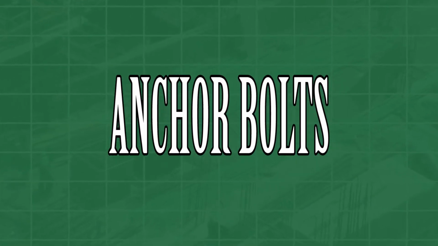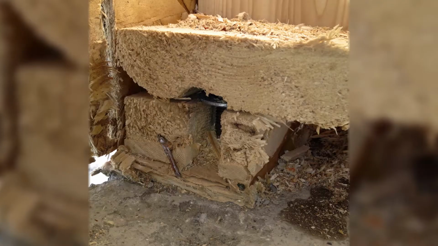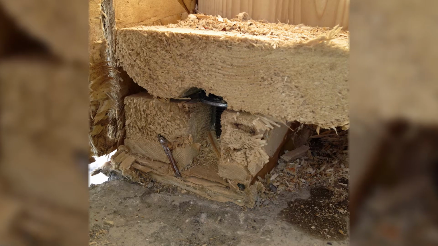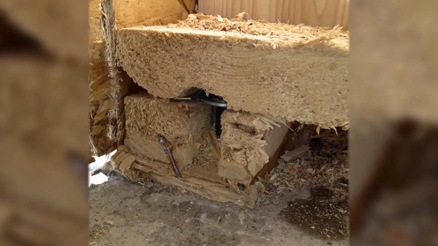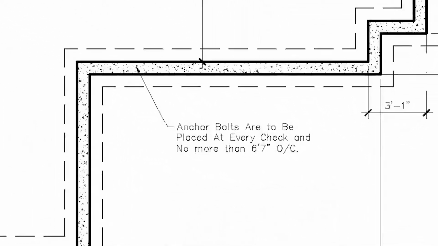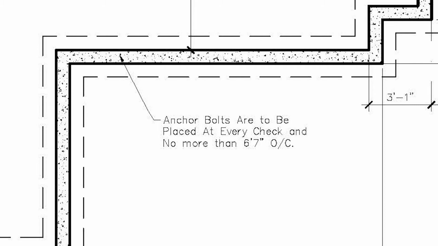Anchor bolts. Anchor bolts, also known as lag bolts, are metal screws placed on center around the foundation wall. These bolts are screwed between the sill plate and into the top of the foundation wall. In this instance, the spec requires minimum 6 foot 7 inches at every check.